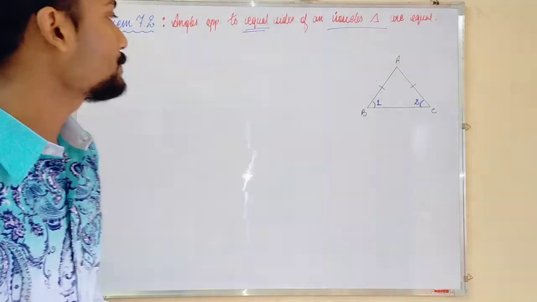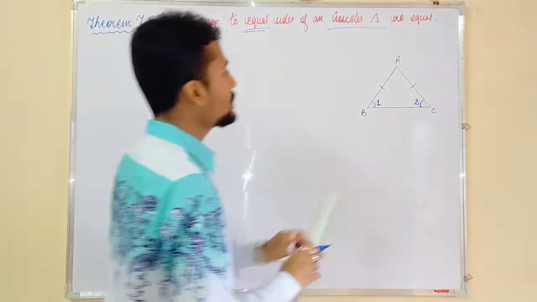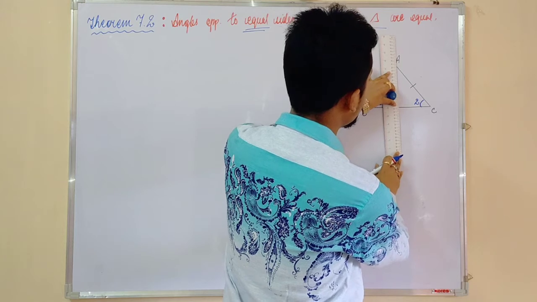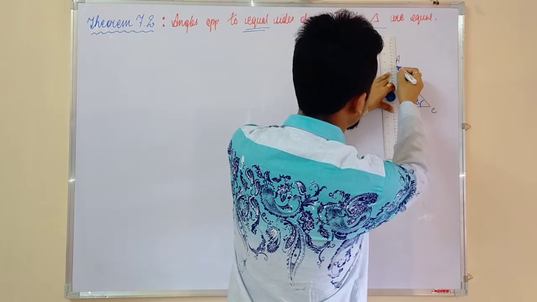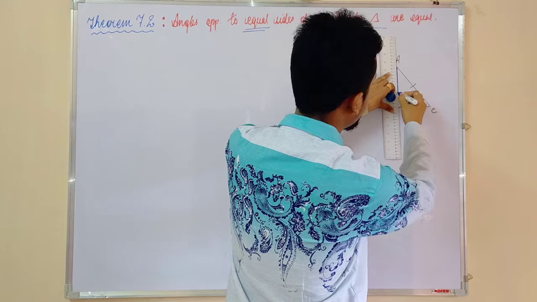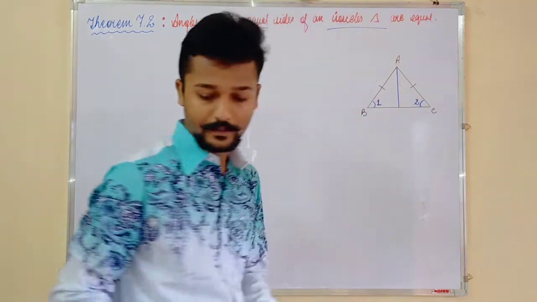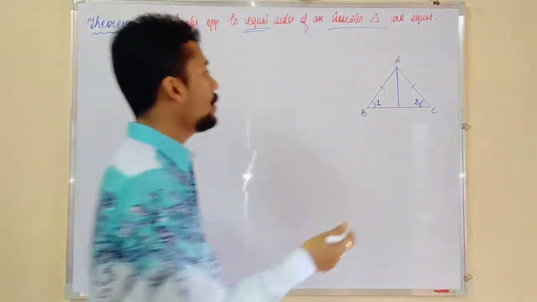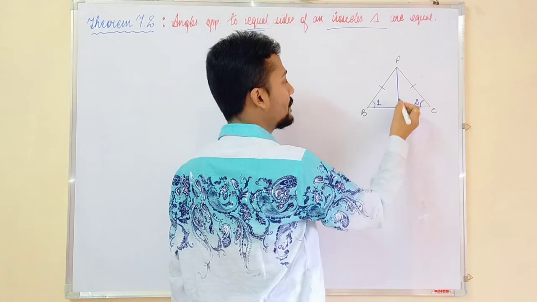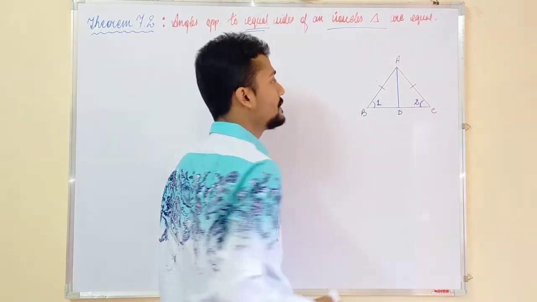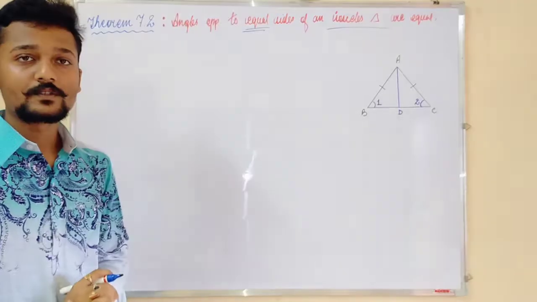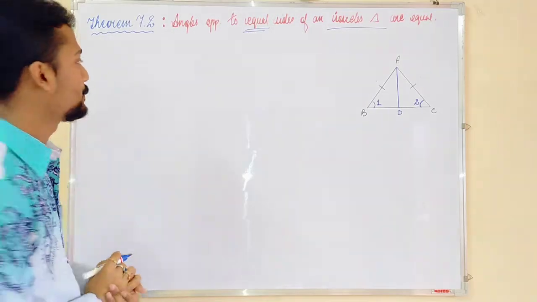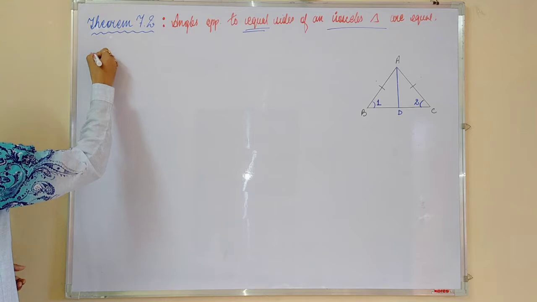For that, we have to construct this particular part. We have to start from A. We will draw the angle bisector of A. Mark it as D. Okay, so let us start with the restatement.